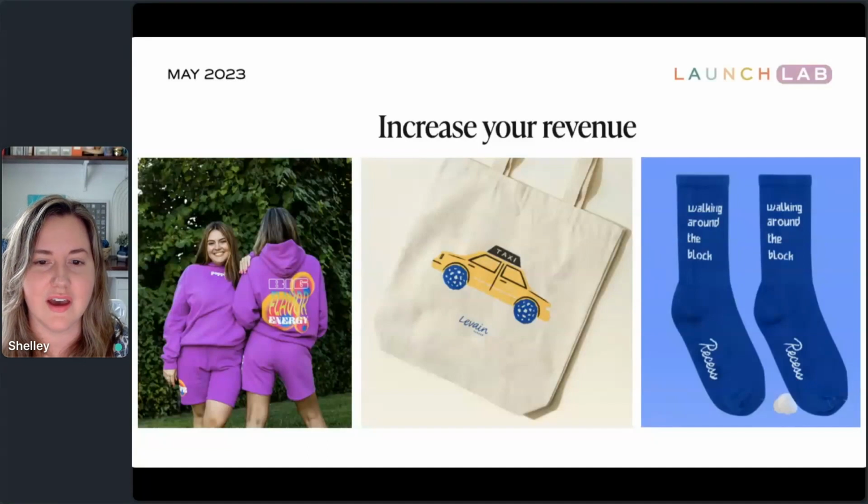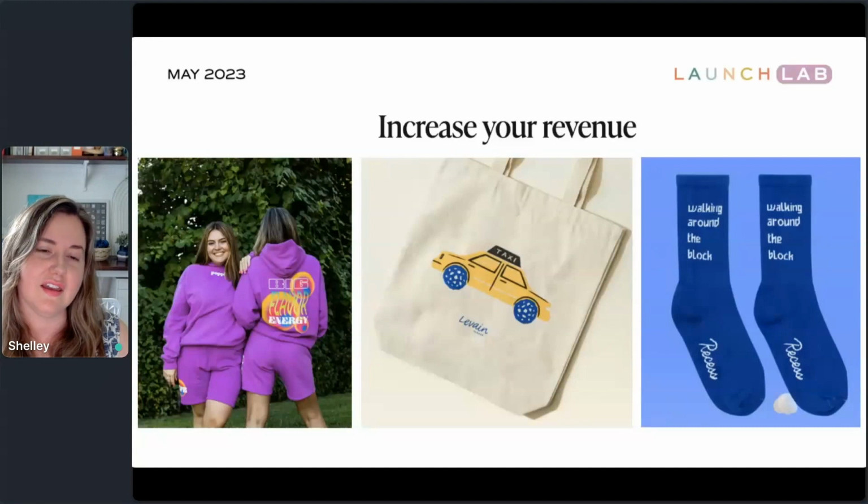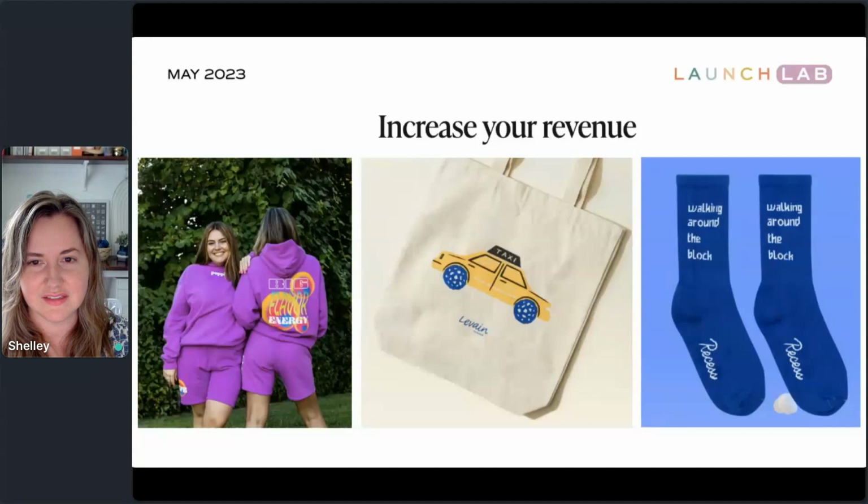And then lastly, we have Walking Around the Block. This is another drink company called Recess, and they have things like these socks that are just kind of sharing the message of Recess, which is calm, cool, and collected. So there's all sorts of different ways that you can incorporate all sorts of fun products that are going to do more for your business than just be another product in your product line, potentially.